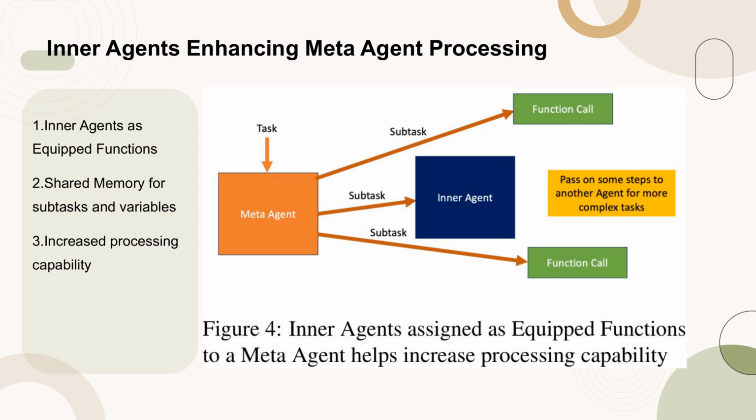Figure 4 illustrates how assigning inner agents as equipped functions to a meta agent enhances processing capability. Each inner agent performs a subset of the entire task independently, necessitating a shared memory to manage subtasks completed and shared variables. This setup allows for increased processing capability and coordination among the agents.